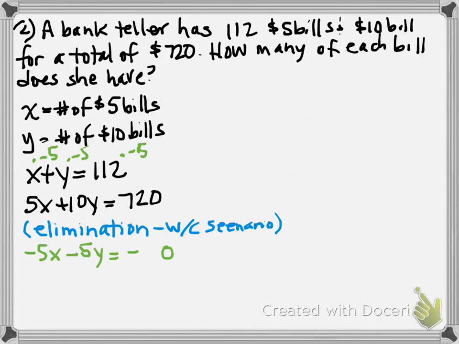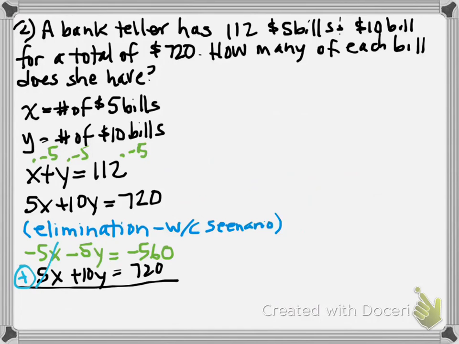And let's see, we get a 10, 5 and 1 is 6, so we get -560. Now the other equation we haven't touched, so he'll come back down again. 5x plus 10y equals 720. So now we're ready to add the two equations.